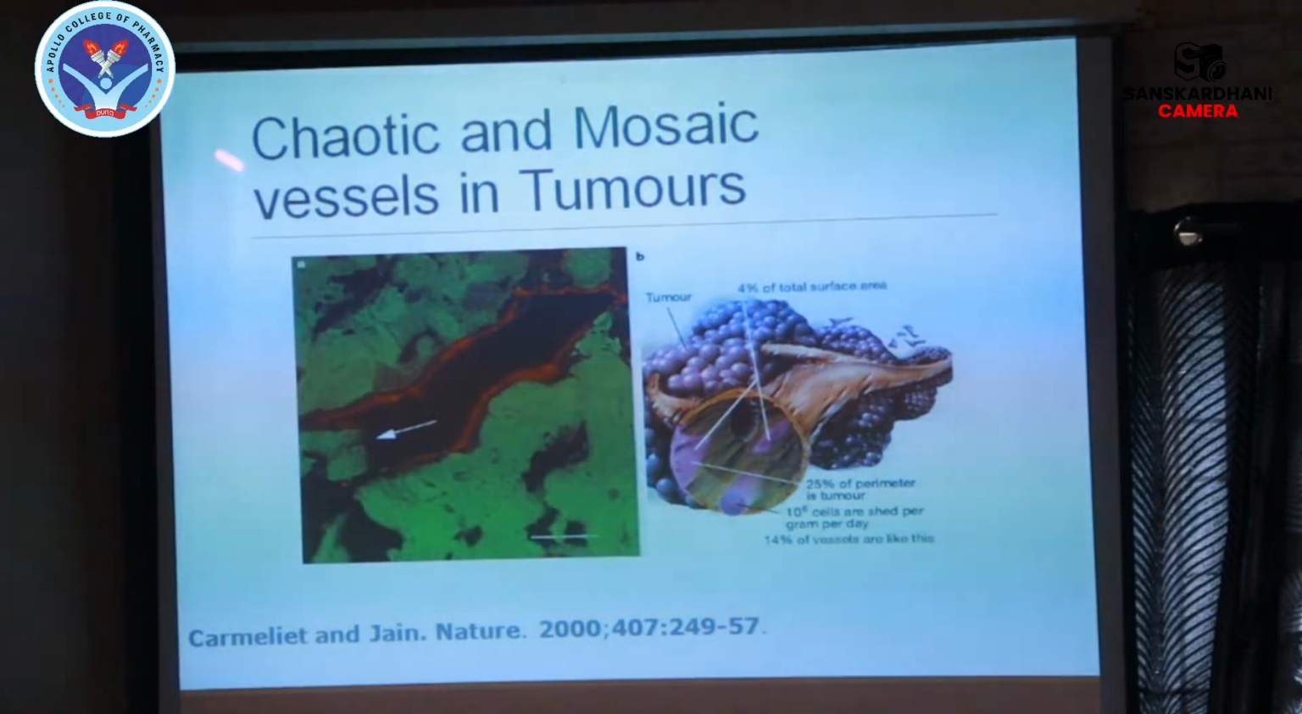You can see this is a fluorescent micrograph. This green colored part is the cancer cells, and this red line, which you can see, is the endothelial cells. That is a capillary. So this red line is the capillary, and the green colored tissues are the cancer tissues. Now you can see this arrow.